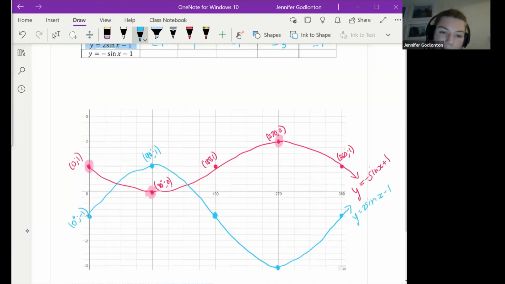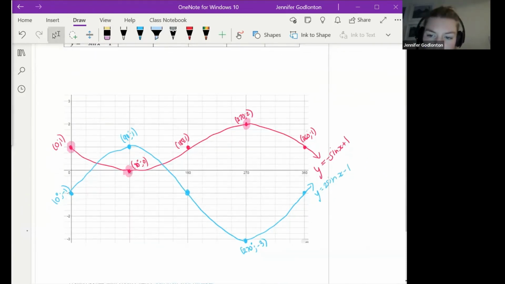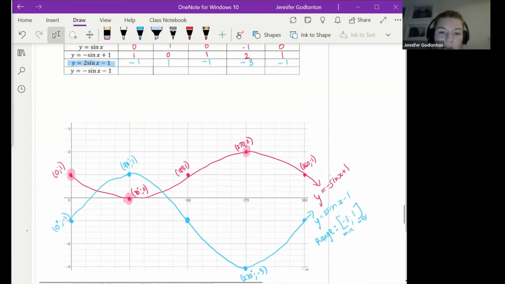So my maximum is 1. My minimum is down here, which is 270 degrees and -3. So my question to you is, in this blue graph, what would be my range? What would be those two values? Look at your minimum value and look at your maximum value. Beautiful. -3 is my minimum and 1 is my maximum. That's my range.